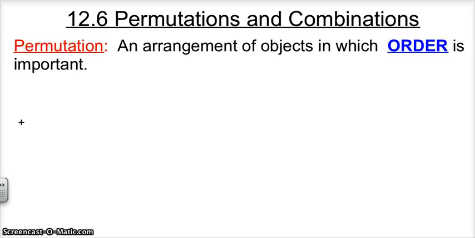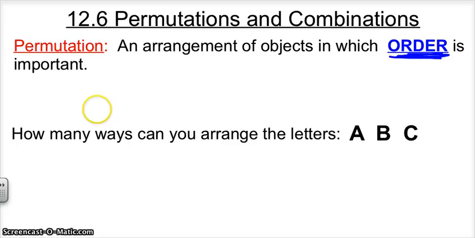We're going to start off with our very first vocab word. As many of you are probably wondering, what is a permutation? It is an arrangement of objects in which order, yes, it is underlined and bolded in blue for a reason, which order is important. So order is important when we're talking about permutations. Well, what does that have to do with anything?